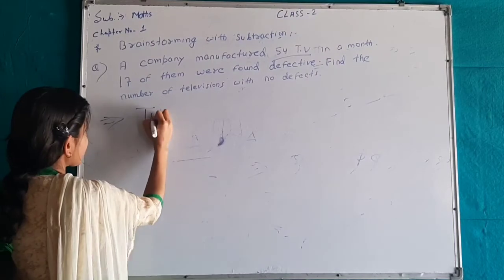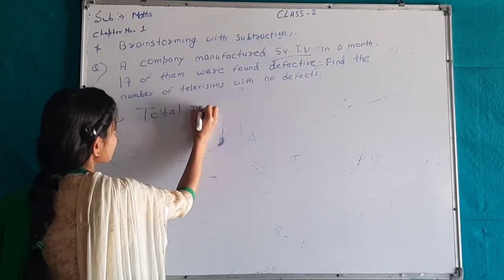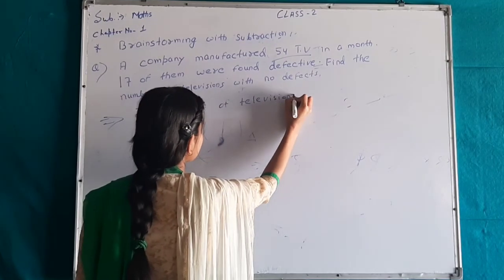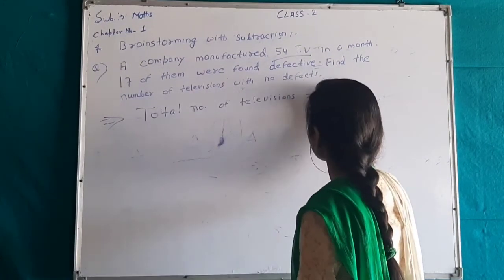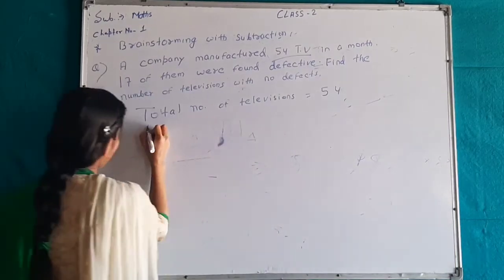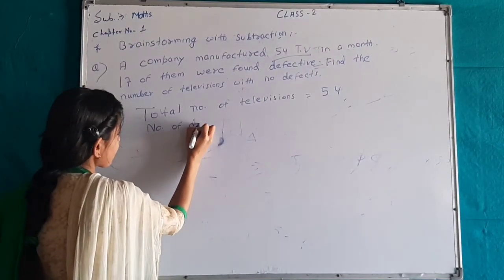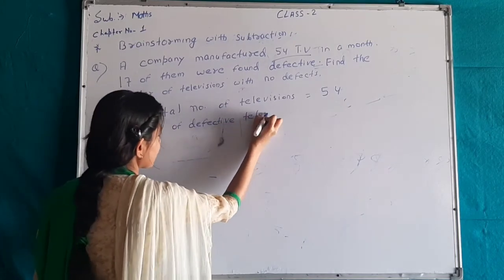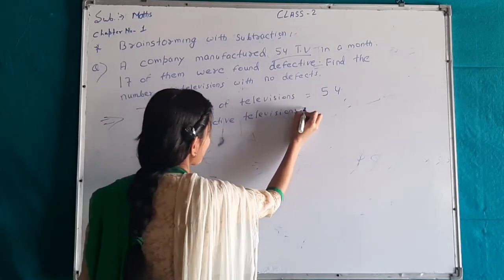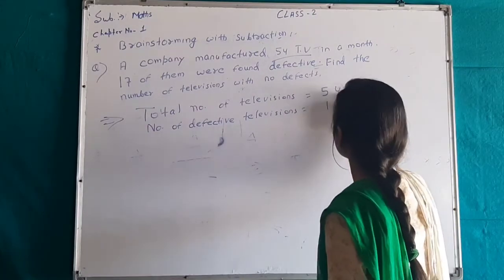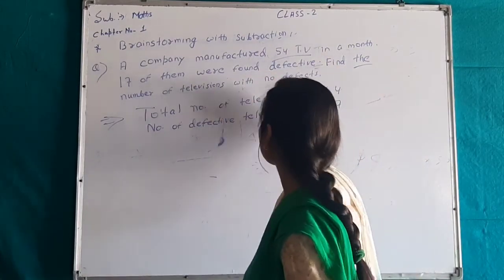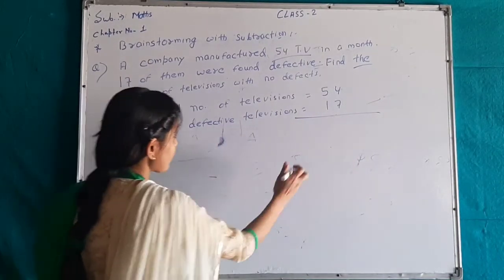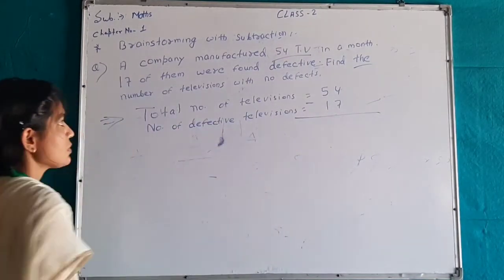Total number of televisions is equal to 54. Number of defective televisions is equal to 17. Then our question: find the number of televisions with no defects. We have to subtract it, then we get the number of televisions with no defects.